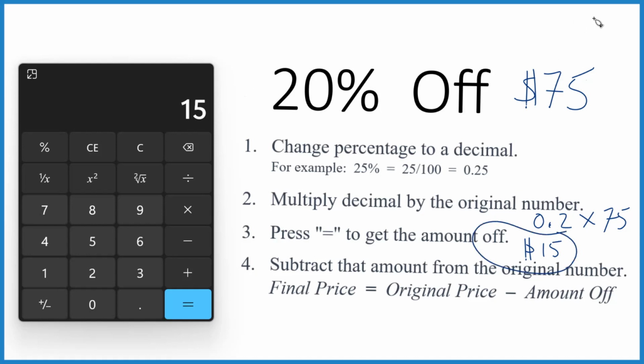That's 20% off of 75. And if you want the final price, 75 minus 15, that means you would pay $60 for the item. And that's it. That's how you take 20% off a number or a price.